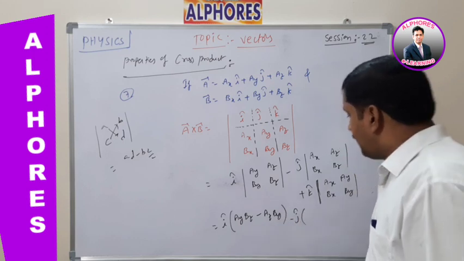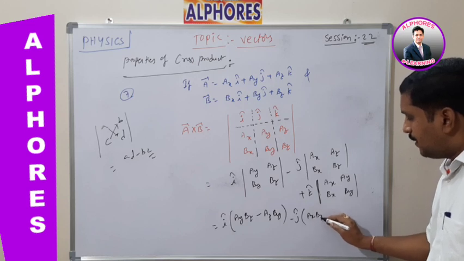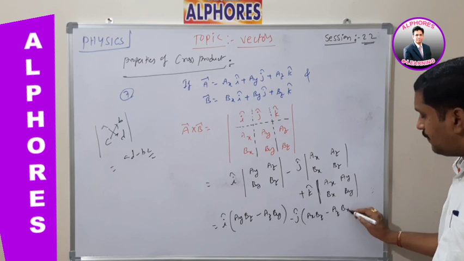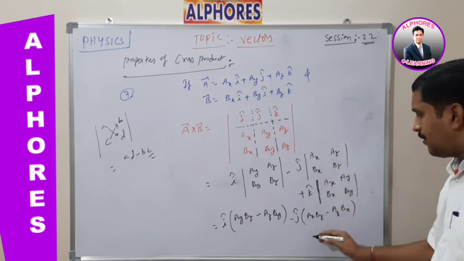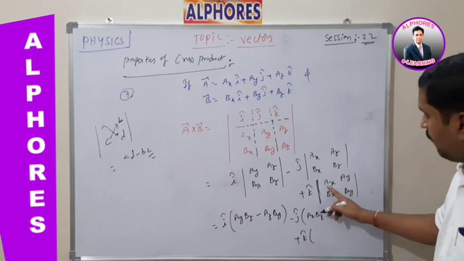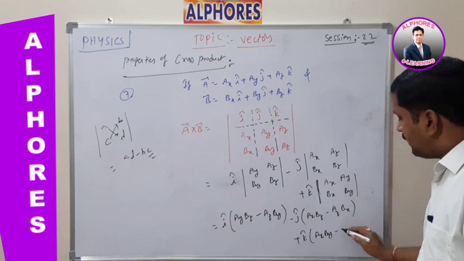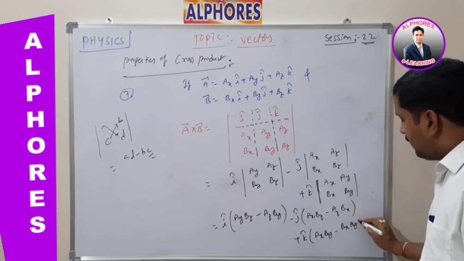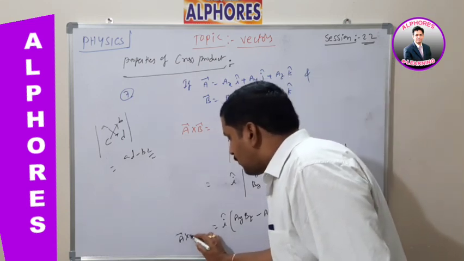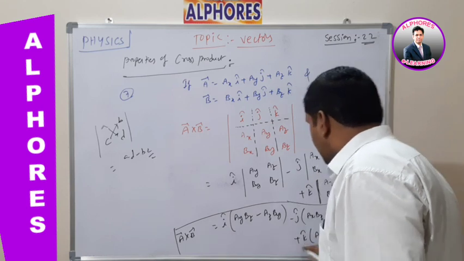Again minus j cap into, what is the value? Ax Bz minus Az Bx, or otherwise Bx Az, whatever, it may be the same value, plus k cap into, what is the value here? Ax By minus Bx into Ay. So this is the method to find the cross product of two vectors. This is actually the simplest method. Cross product of two vectors like this.